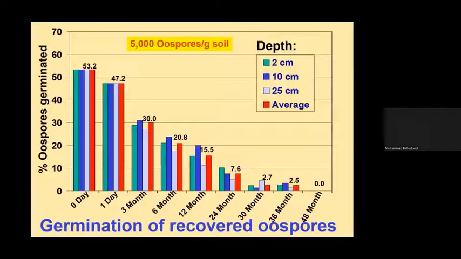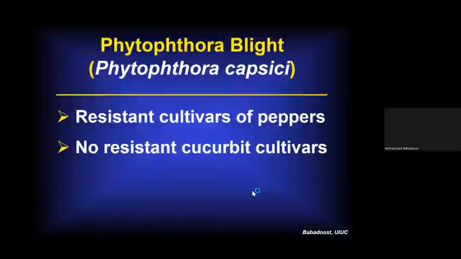We know epidemiologically how this pathogen behaves. So pretty much this was good for crop rotation, which is very important for management of this disease.